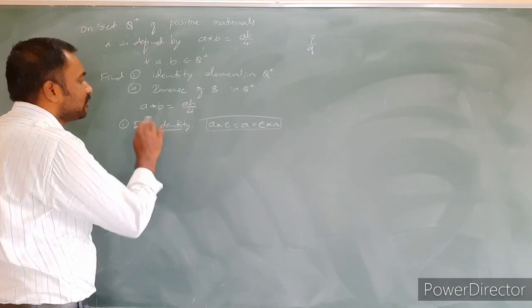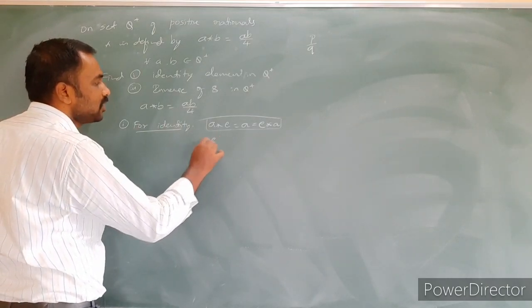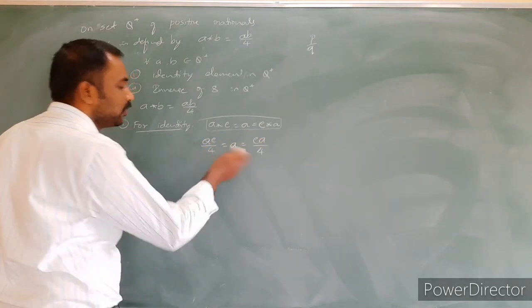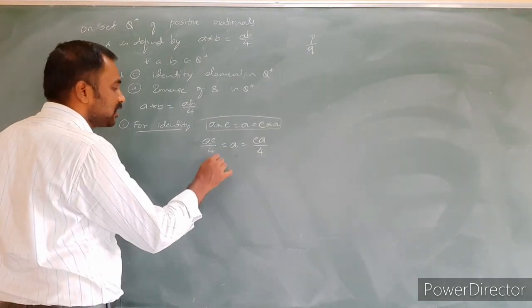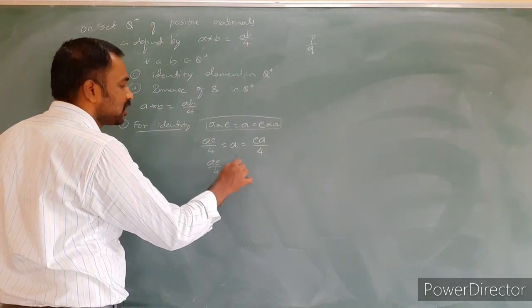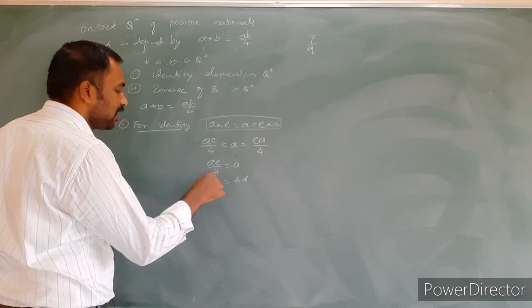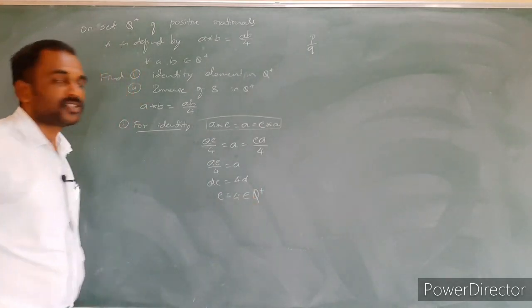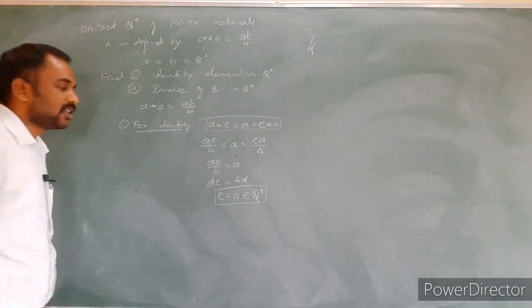A star E, what is A star E? It is nothing but AE divided by 4 is equal to A, as well as EA divided by 4. This is commutative, so it is sufficient to solve AE by 4 is equal to A. AE is equal to 4A. A gets cancelled, E is equal to 4. The E belongs to the positive rational number set. Yes, obviously it belongs to the positive rational number set.